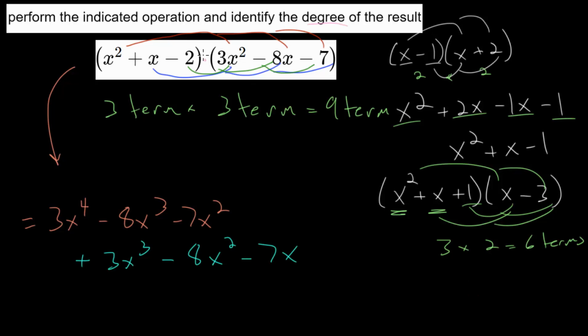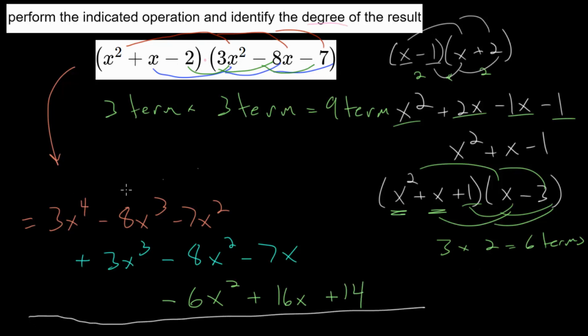And we move to our last one, this green distribution, this negative 2 going to all of those. Minus 2 times 3x squared would be minus 6x squared. Then we have minus 2 times minus 8x, that would be plus 16x. And minus 2 times minus 7 would be plus 14. Now you might notice how I stacked these up. Notice that like terms are lined up. Now, you can definitely do this. It helps keep it in order, but this is ultimately just an organizational skill. You don't need to write it like this.